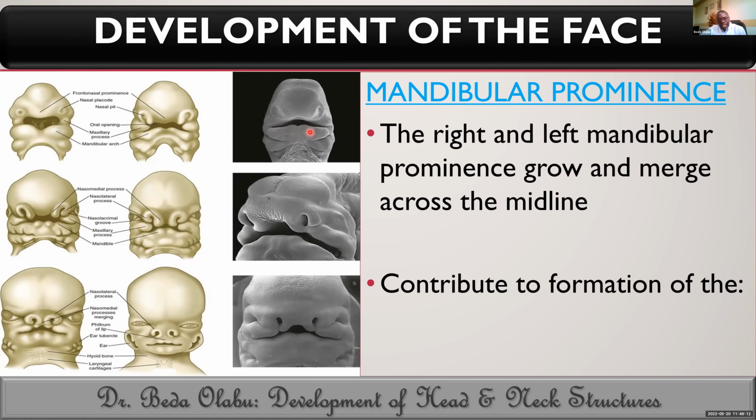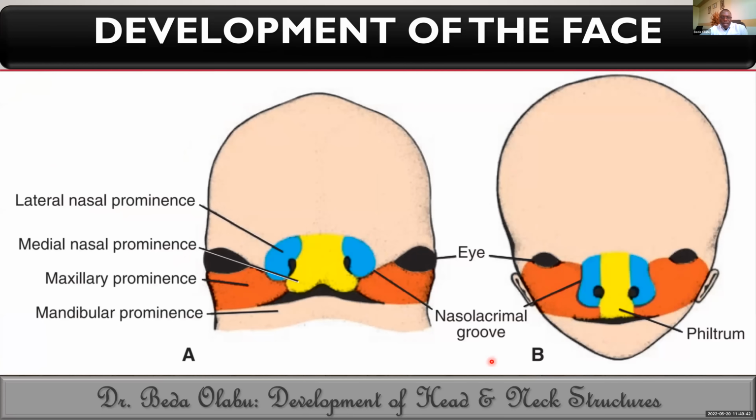Because of that, the mandibular prominence will contribute to formation of a number of things. Now, think about the region at the lower part of your mouth. That is the mandibular prominence. It will contribute to formation of the lower lip. It will also contribute to formation of the lower jaw, which is the mandible. So that's the account of the mandibular prominence. In this particular image, we can see the mandibular prominence there. And so it makes sense that it accounts for formation of the lower lip and the lower jaw.